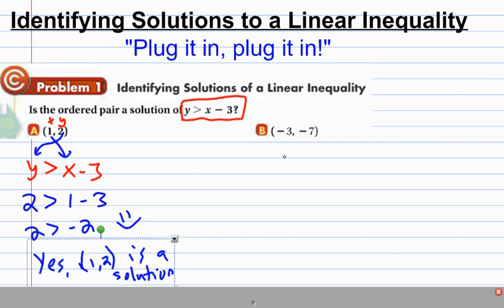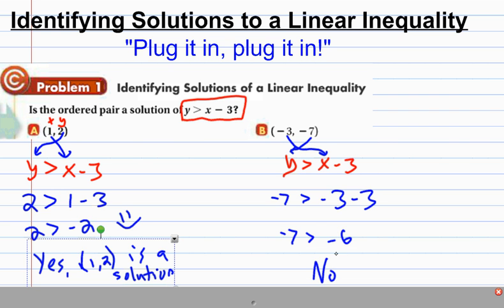All right, second one. Again, we're using the same linear inequality. Y is greater than x minus 3. And we just want to figure out if this is an ordered pair that would work. So we're going to plug in for the x and for the y. You have negative 7 is greater than negative 3 minus 3. Negative 3 minus 3 is negative 6. So is negative 7 greater than negative 6? No. It might look like it because 7 is greater than 6, but negative 7 is actually farther in the negative, so it's not. So this is not a solution to this inequality.